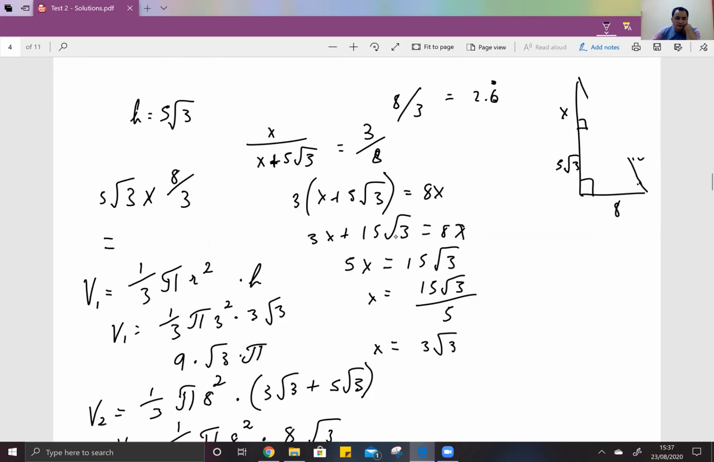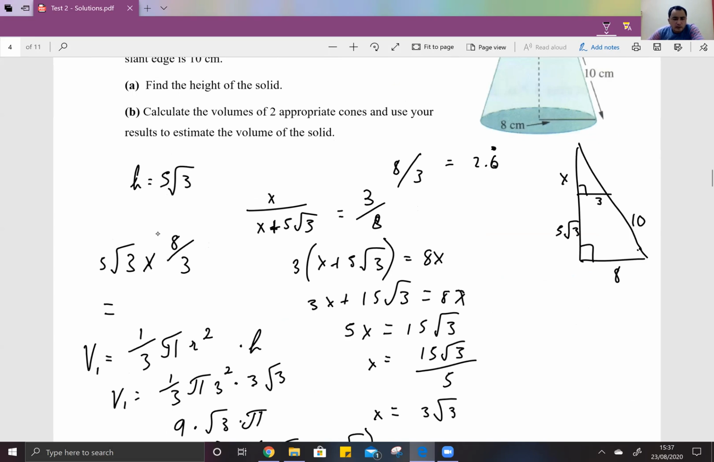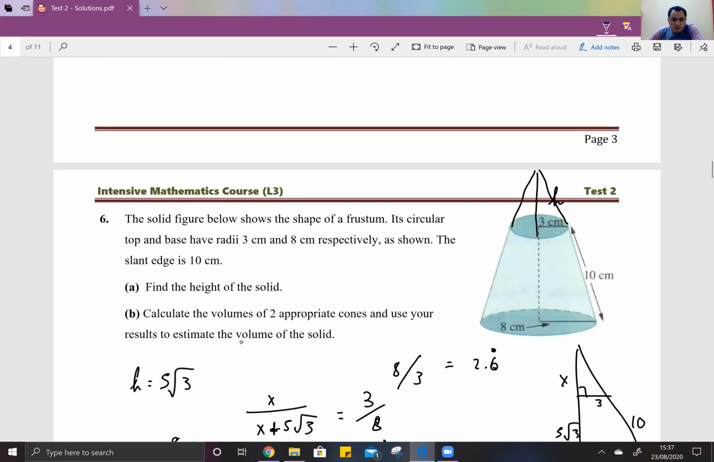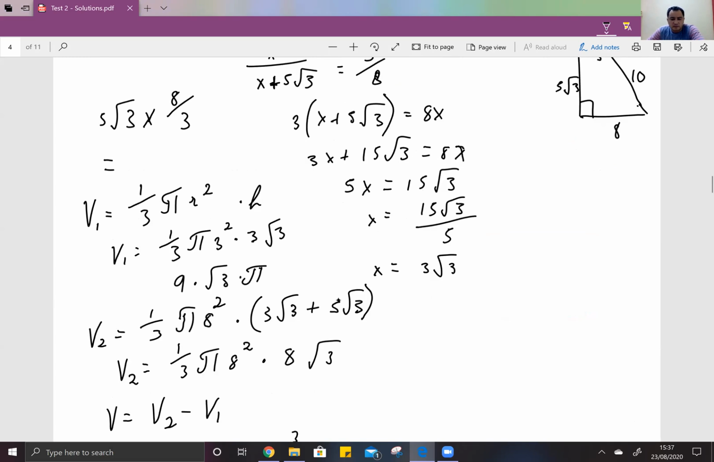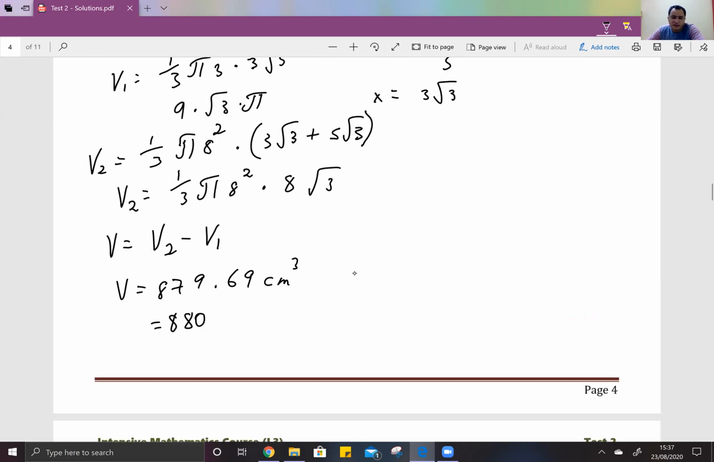Can you move up? Does it say calculate the volume of two approximate cones and use your result to estimate the volume of the solids? Anyway, it doesn't say anything. If it doesn't say anything, we should leave our answer to 3 significant figures usually. Okay, no problem. After all, you got the idea. Now you know the method of how to do that.